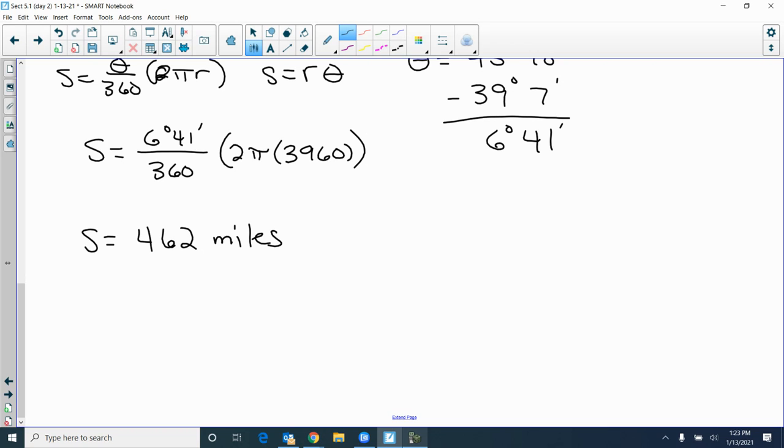Now, if you want to do S equals R times theta, you've got to convert theta to radians, multiplied by pi over 180. Okay, for that.